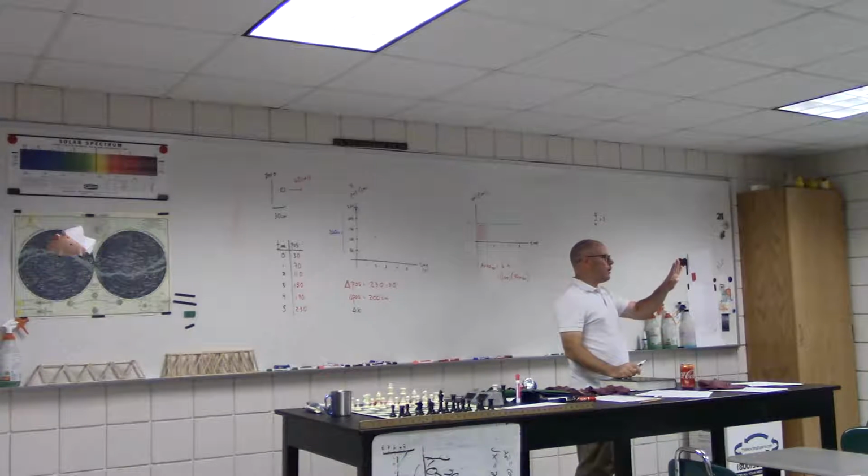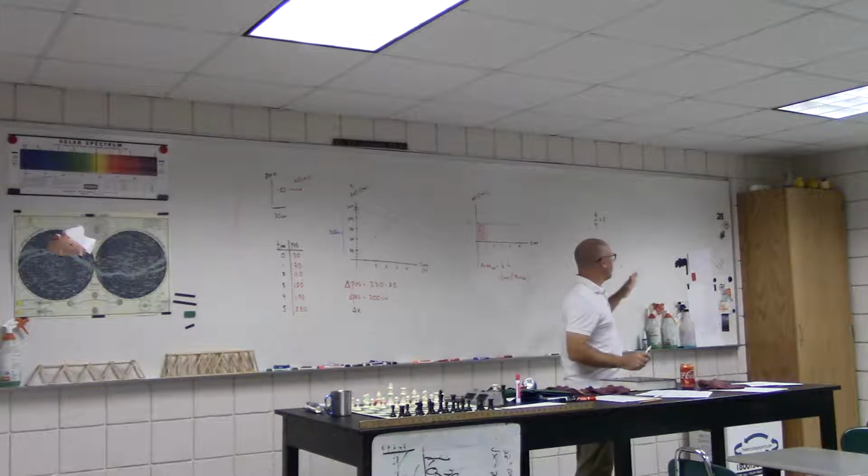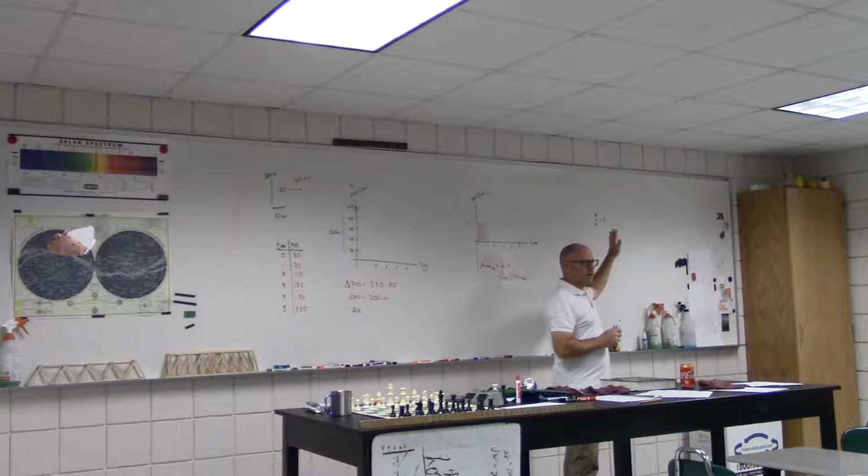If you have 4, and you want to divide it into 4 equal piles, how many is going to be in each pile? 1. That's what 4 divided by 4 means. Is that cool?